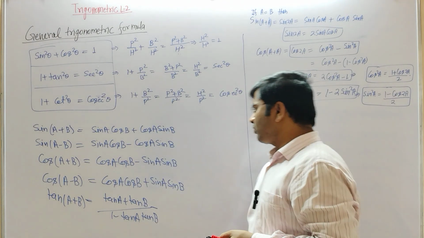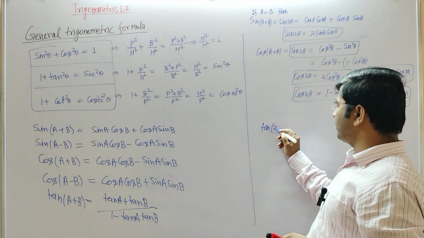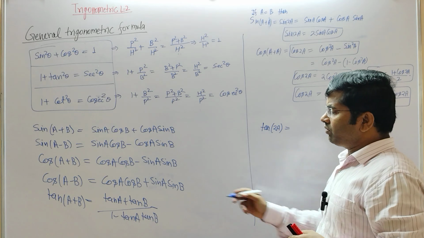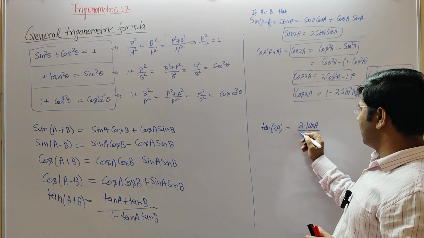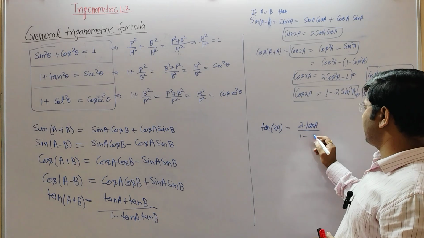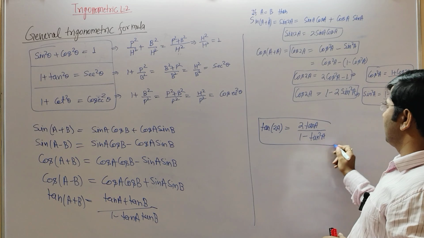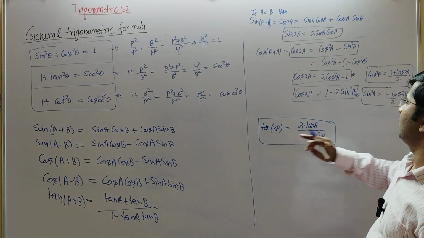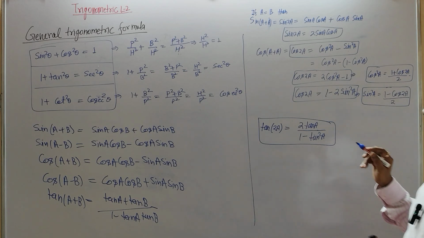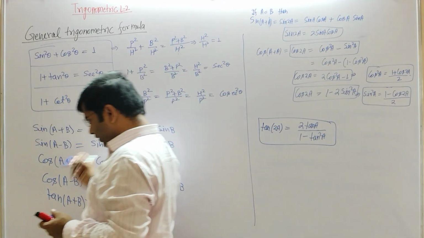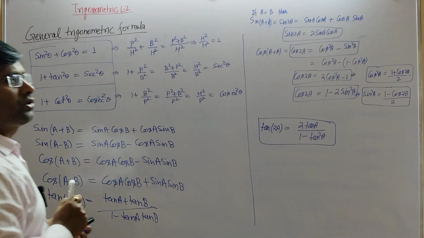Similarly, this one also we can modify. If I put tan(A + A), that is tan 2A, this value will be equal to (tan A + tan A) upon (1 minus tan A tan A), so tan 2A equals 2 tan A upon 1 minus tan square A. So this many formulas we are getting: sin 2A, cos 2A, tan 2A. We have multiple formulas, and these are the formulas which will mostly be used. Based on them, we will solve a few questions.